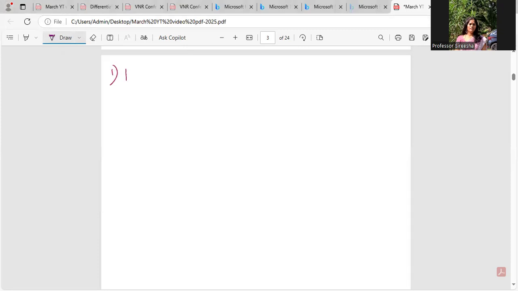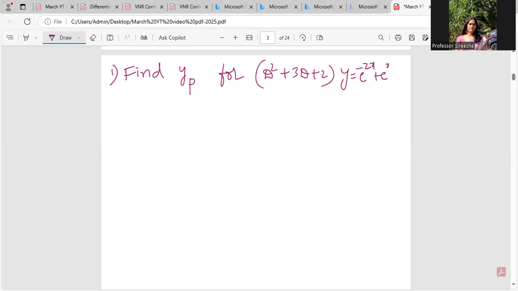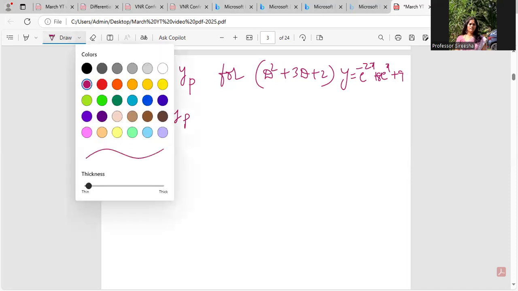The question is find yp for (d squared plus 3d plus 2) y is equal to e power minus 2x plus 8 e power x plus 9. Of course, there's an 8 here, guys. I'm sorry, 8 e power x plus 9. How do I find it? Only yp is being asked. If I'm asked the general solution, I'll be finding both yc and yp. Since I've been asked only yp, I'll be handling this problem for finding only yp. How do I find yp?